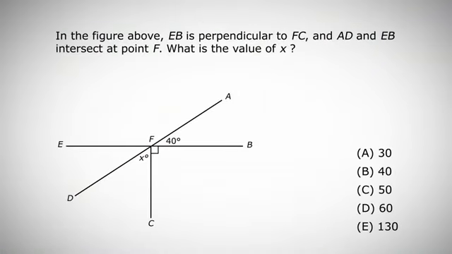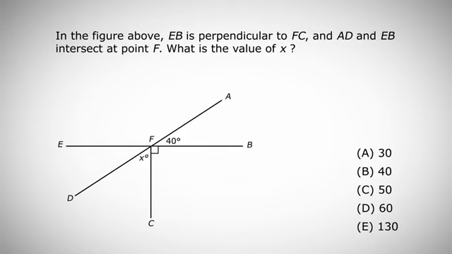Let's take what you learned about lines and angles and put it to the test with number 7. The question reads, in the figure above, EB is perpendicular to FC, and AD and EB intersect at point F. What is the value of x? When you look at the diagram, you'll notice that 3 angles form a straight line. Angle AFB, angle BFC, and angle CFD. Because those angles form a straight line, the sum of those angles must add up to 180 degrees.